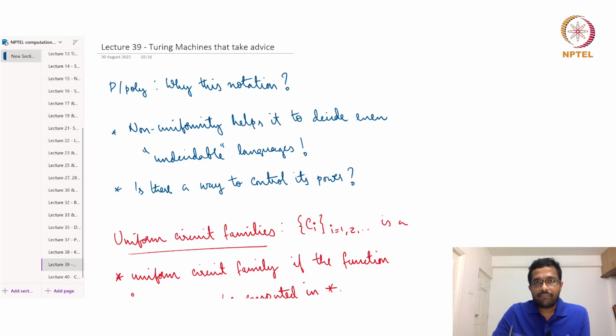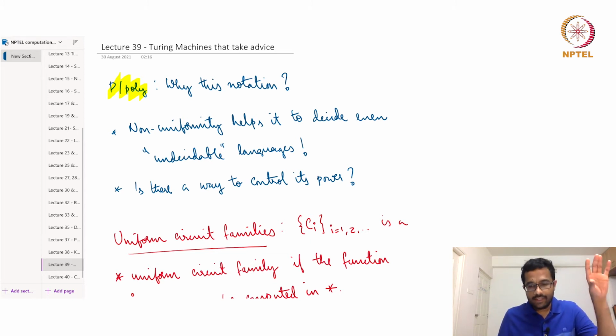One question that some of you may have been wondering is, we have always been calling this class P by poly. What is the reason for this notation P slash poly? Another thing that we have noted is that non-uniformity has so much power. It is the capability to have different circuits for different input sizes that can do a lot of things, so that can even allow P by poly to decide undecidable languages. Non-uniformity is a big game changer.